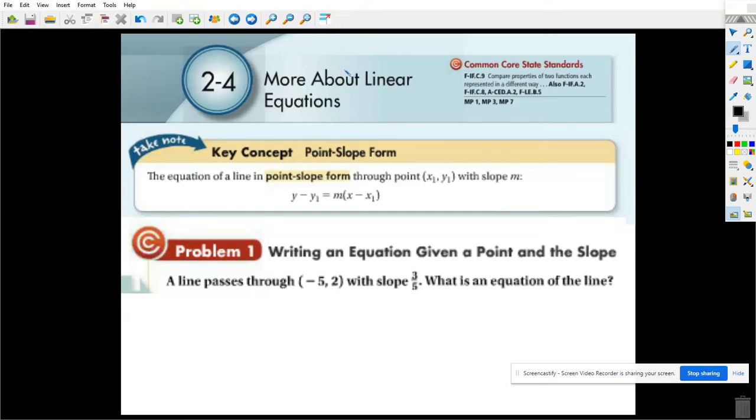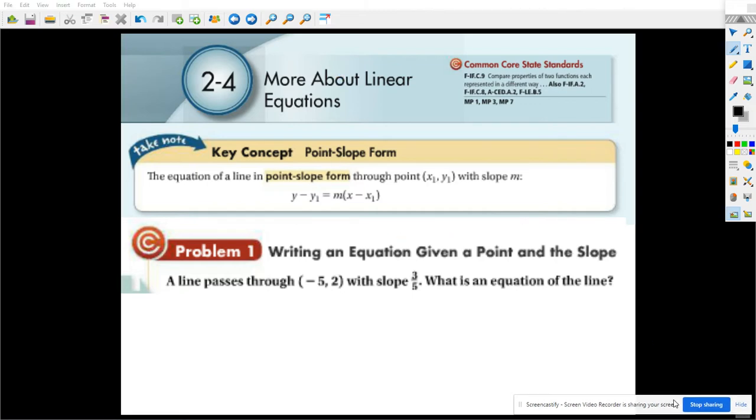2.4, more about linear equations. So in 2.3, we did a lot of slope-intercept form. This will be point-slope form. So again, the formula here is y minus y1 equals m times x minus x1.